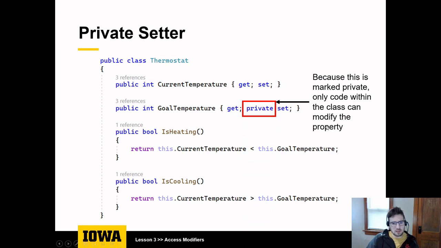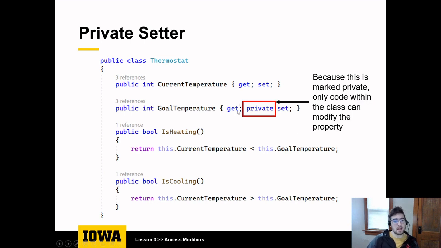And because we marked it private, that means only code that is within the thermostat class can modify this property. Another way you can think about it is, any code that is within the curly braces of the thermostat class is what can modify this goal temperature.